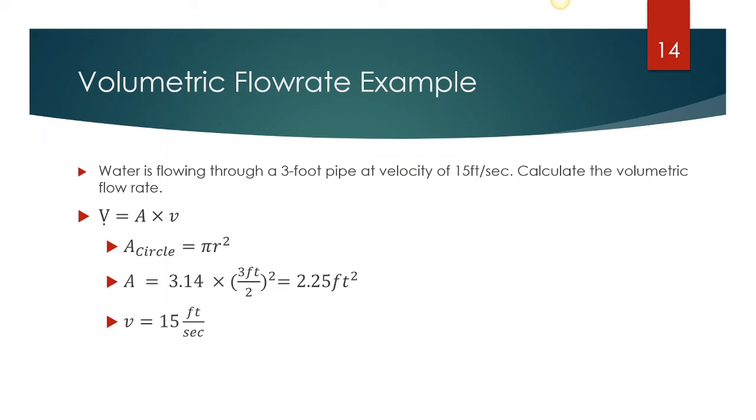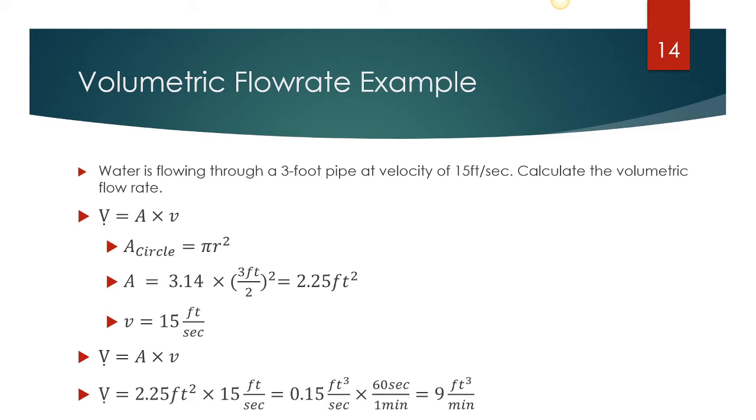Then we know that we have a velocity of 15 feet per second, and that, using our formula, is going to give us 9 cubic feet. Actually, that should be, I'm sorry, no, it's right. So we have 2.25 square feet times our 15 feet per second. That's going to give us 0.15 cubic feet per second.